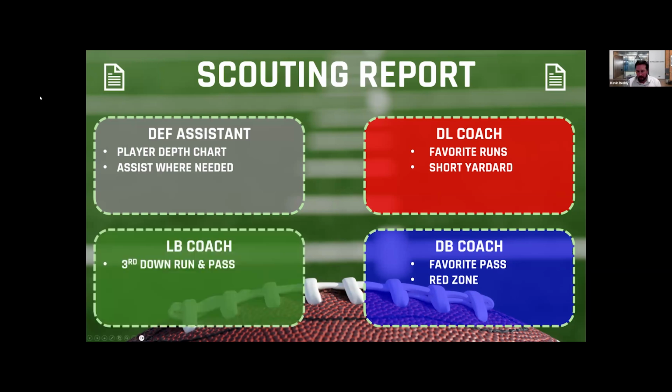Backers coach, make him the 3rd down guy. If it's not the short yardage piece and you want that D-line coach to do that, hey, linebacker coach, how are we going to attack protections? He may have done the protections earlier from that earlier slide. Make him the 3rd down run pass guy. Don't let the DB coach get involved in that. Maybe you just switch it up and change up the responsibilities.